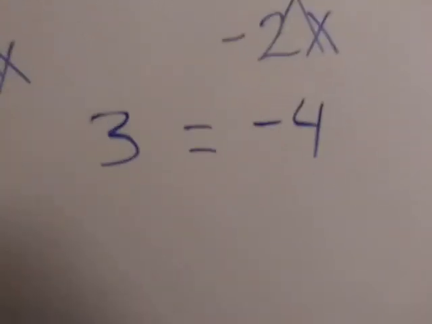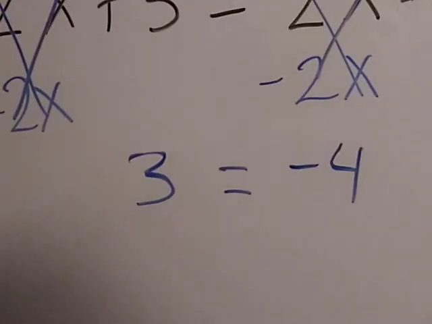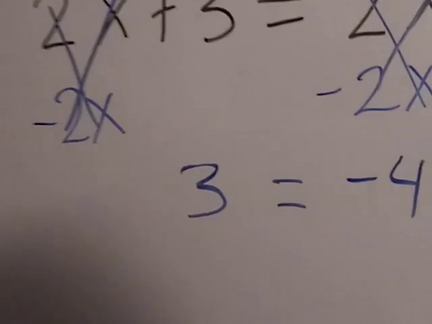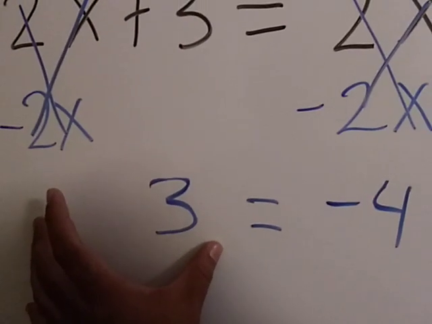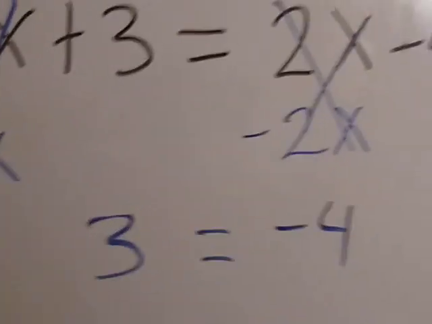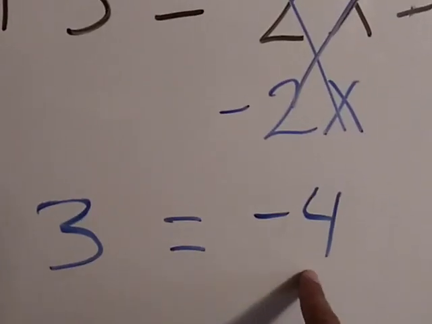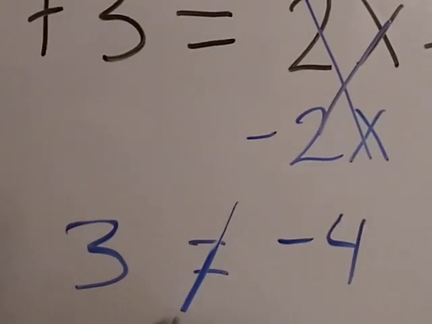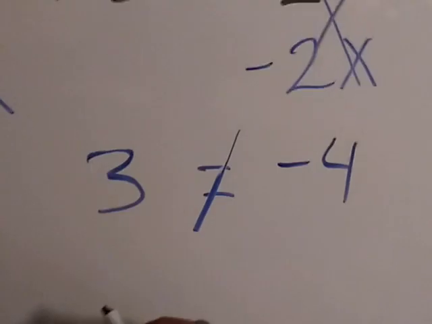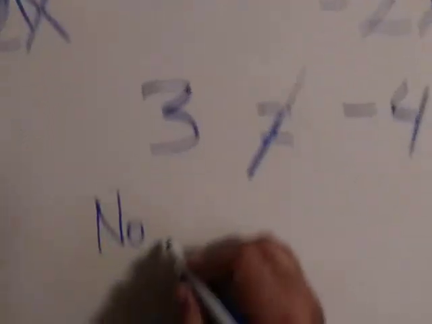On the left hand side, positive 2x minus 2x cancels out, and we are left with a positive 3. Keep in mind that solving an equation means finding a value for x, and the definition of an equation states that the left hand side has to have the exact same value as the right hand side. There is no way that positive 3 can equal negative 4. So we draw a line through the middle of the equal sign, which implies that it is not equal. If you come across a problem like this in your homework, your answer would be no solution.